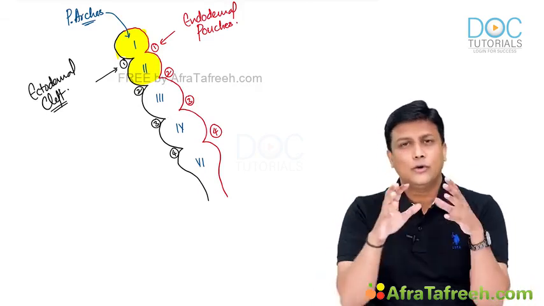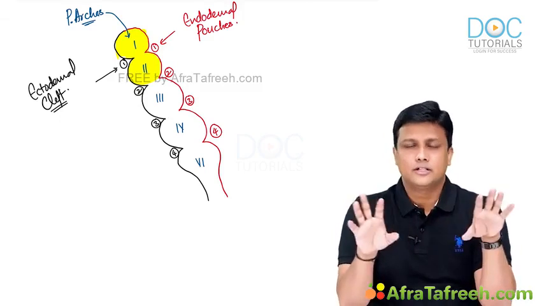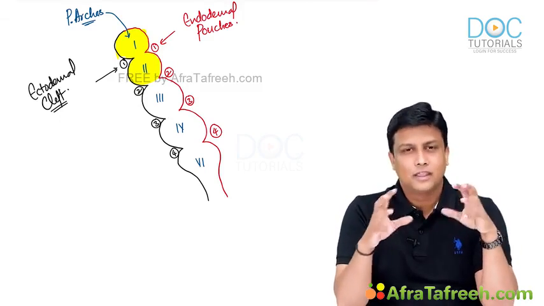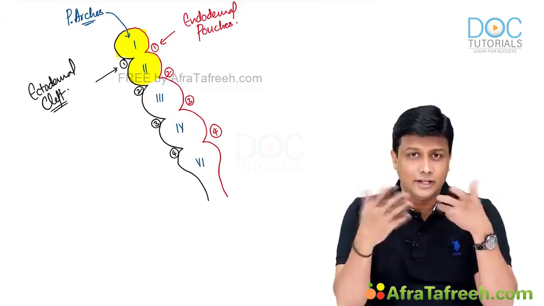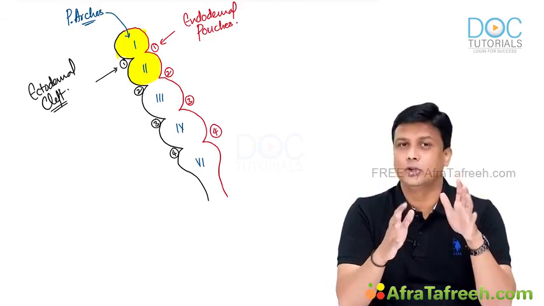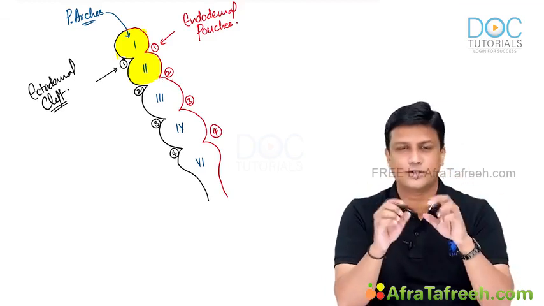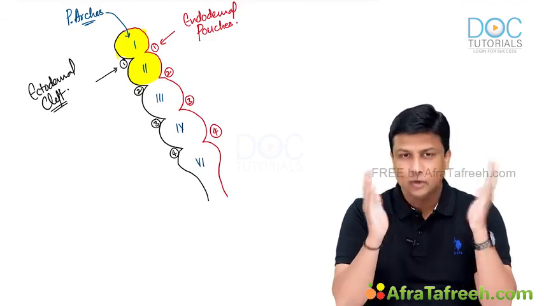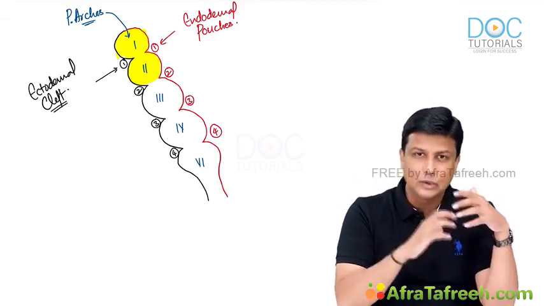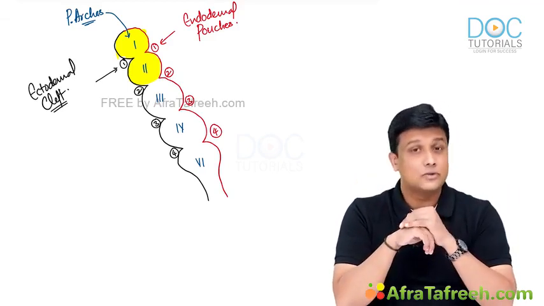So I want you all to first of all focus on terminology. Don't try to be in a hurry. Don't try to directly jump and learn about the derivatives. It's a waste. First learn the terminology. What are cleft, what are pouches and what are arches? Ectoderm is going to form cleft, endoderm is going to form pouches, and mesoderm is the one which is going to form arches.